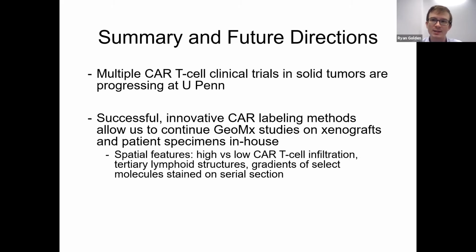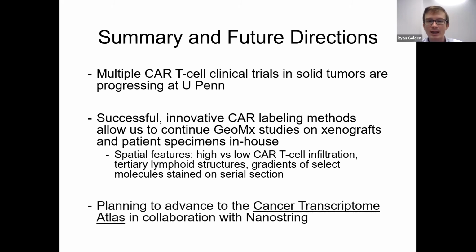We can take serial sections, and whereas we stain for those initial 4 morphology markers on one section, we could stain for initial things on a serial section and use that tissue to guide our GeoMx region of interest selection. And then lastly, we're planning to expand to the cancer transcriptome atlas after we gain early confidence in their human immuno-oncology panel.